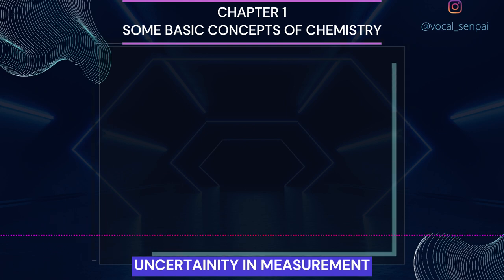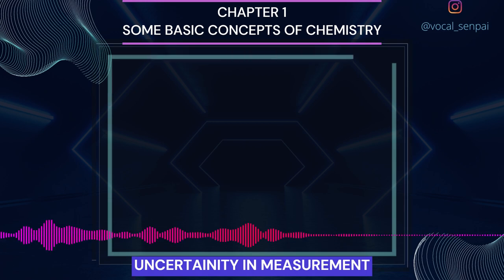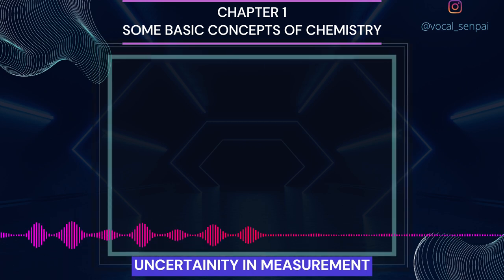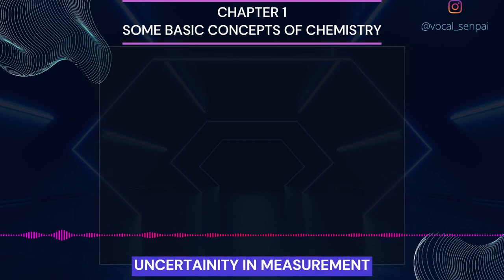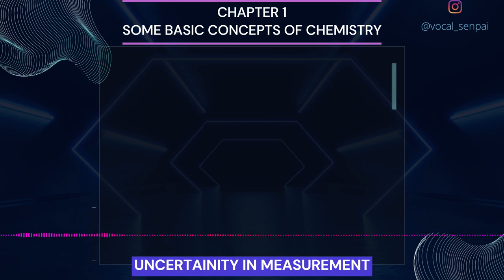Dimensional analysis. Often while calculating, there is a need to convert units from one system to the other. The method used to accomplish this is called factor label method or unit factor method or dimensional analysis. This is illustrated below.